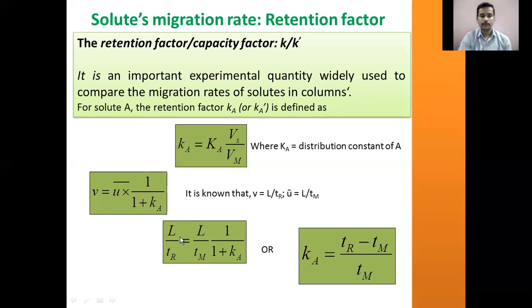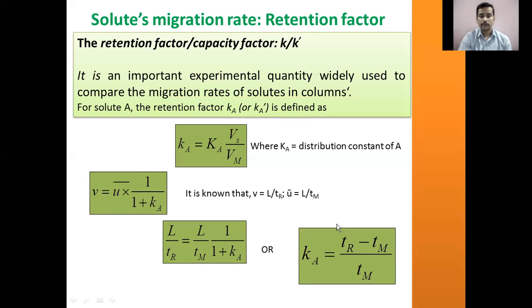In place of V, if you put L by Tr, and in place of U bar, if you put L by Tm, you will get L by Tr is equal to L by Tm into 1 over 1 plus Ka, or 1 over 1 plus Ka dash, right? So L and L will cancel because LHS and RHS both have the term L. So 1 by Tr is equal to 1 by Tm into 1 over 1 plus Ka, or if you further simplify this for the Ka value, you will get Ka is equal to Tr minus Tm divided by Tm, or K dash is equal to Tr minus Tm divided by Tm.